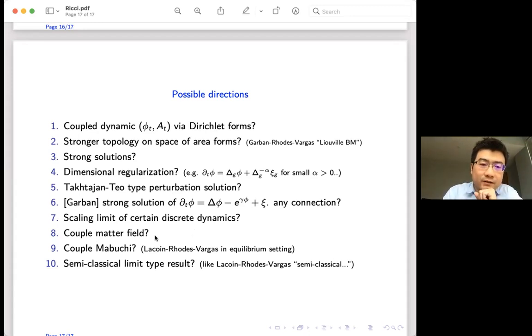Also, as mentioned in the beginning of the talk, maybe you can try to couple the matter field with this Ricci flow. Now the Ricci flow is kind of completely pure gravity in some sense, without matter. There's a recent work by Lacoin, Rhodes, and Vargas. They couple with this Mabuchi K-energy. In principle, maybe you can also define a dynamic, a stochastic version of that. And also, the talk 2 weeks ago by Vincent, on the semi-classical limit. So maybe you can also do this semi-classical limit on the level of the stochastic PDE, on the level of the dynamic.